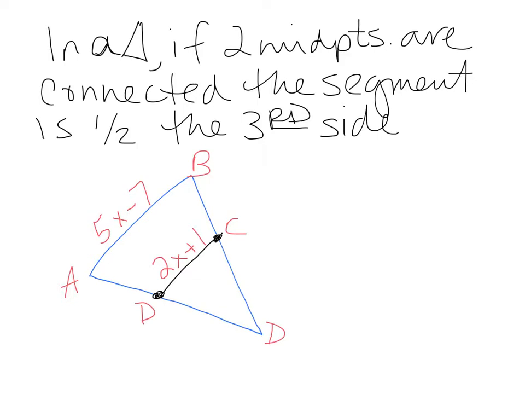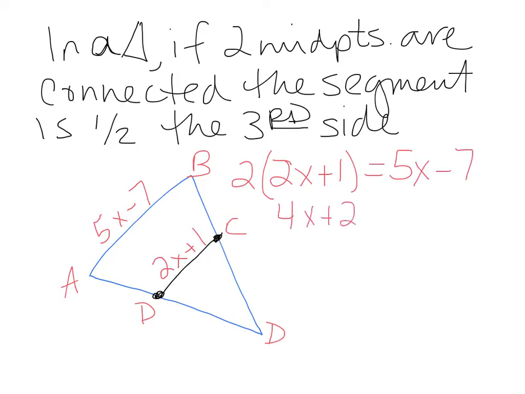Well, I could do a couple things. I know that the midline, so 2x plus 1 times 2, is equal to the third side. So distribute, is equal to 5x minus 7. Solve this equation. I have to isolate my variable. It works out so x is equal to 9.